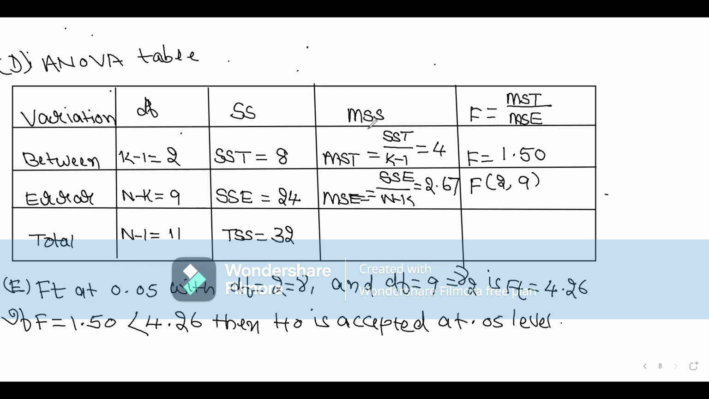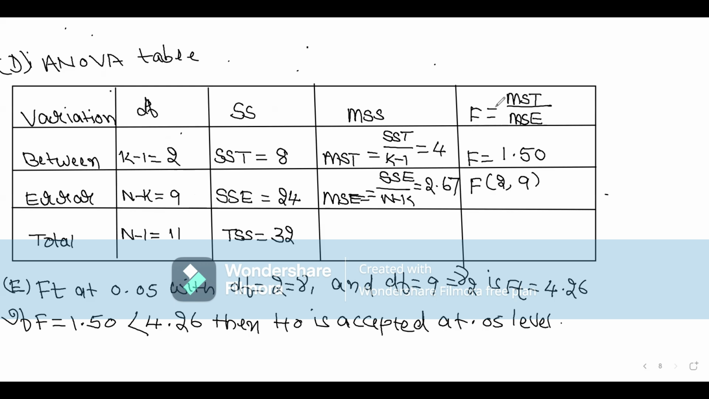Then MSS means SST divided by K minus 1. SST divided by K minus 1 means 8 upon 2. It is 4. And next, MSE means SSE divided by N minus K. SSE divided by N minus K, 24 upon 9. This is 2.67.